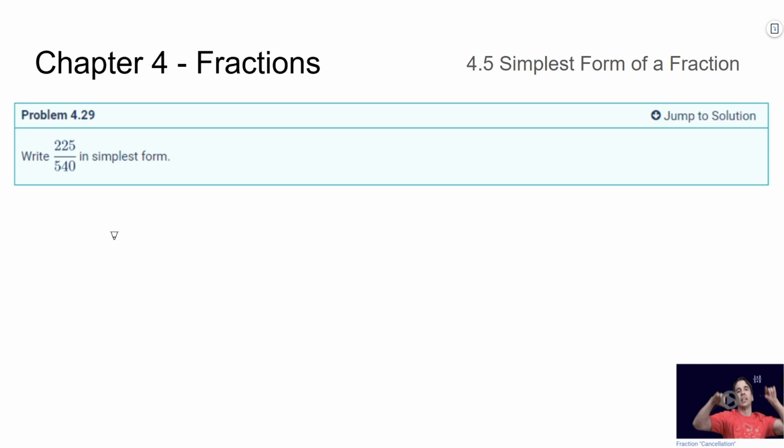Okay, so write 225 over 540. Like I mentioned a couple slides ago, you might instantly recognize a number as a multiple of some other number, and sometimes you won't. But you can use your divisibility tests a lot and know what a lot of these numbers are divisible by. If you see an even number, you know that's divisible by 2. In this case, you know that these are both going to be divisible by 5. One ends in a 5, one ends in a 0. So 5 will work for both of these.